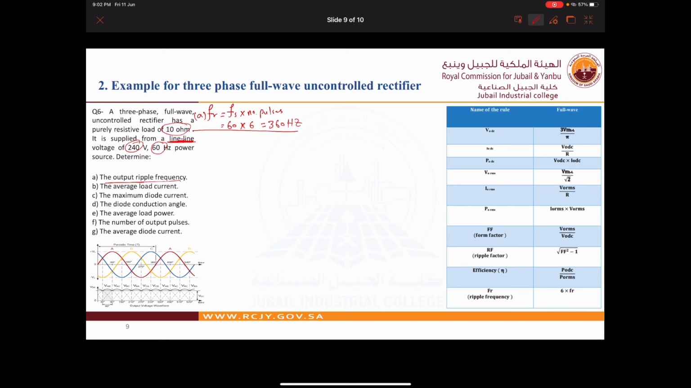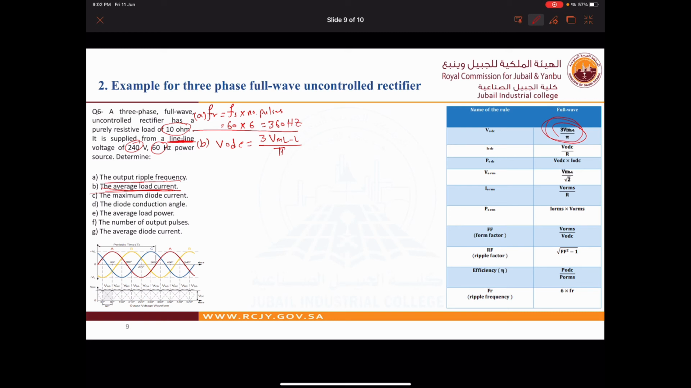Now, for B, he asked about the average load current. When I say average load current, I mean output DC current. We know that V output DC is equal to 3 V maximum line to line divided by pi, from here, right?